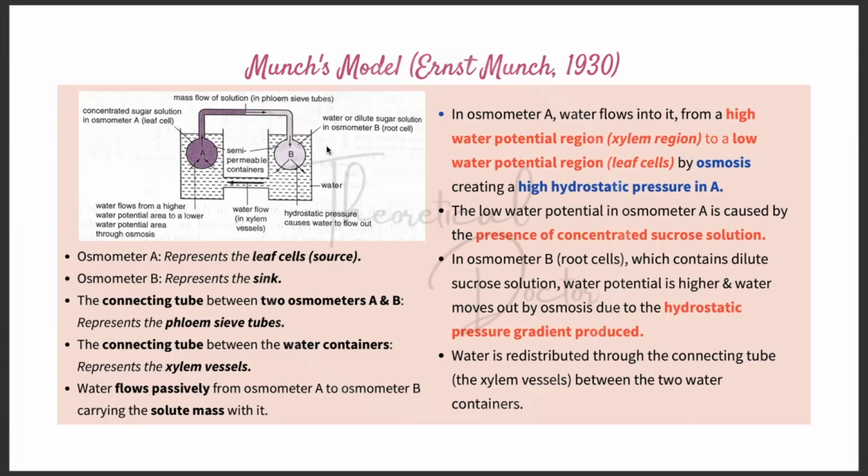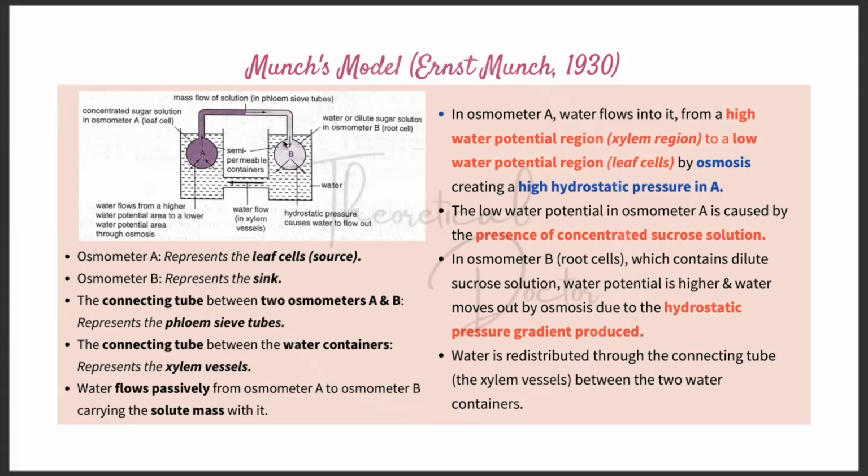Now this part over here, B, which represents the sink or the root cells, contains dilute sucrose solution. Why? Because sucrose is continuously being unloaded from the phloem, right? Remember, in the sink, sucrose is continuously converted into starch. So this part over here will have dilute sucrose solution, and water potential is higher, meaning there's more water over here.